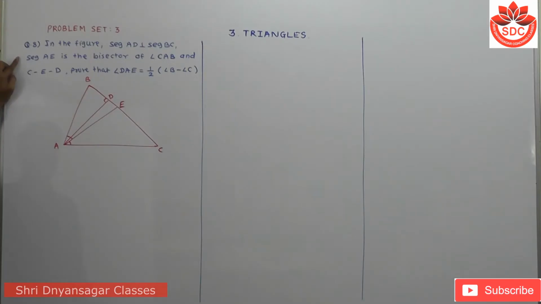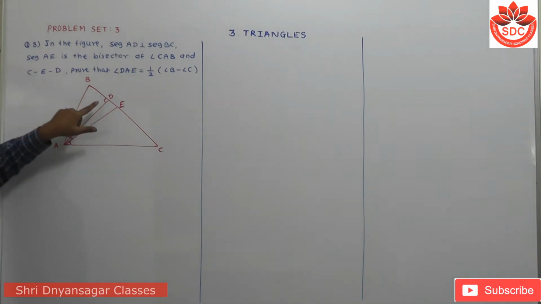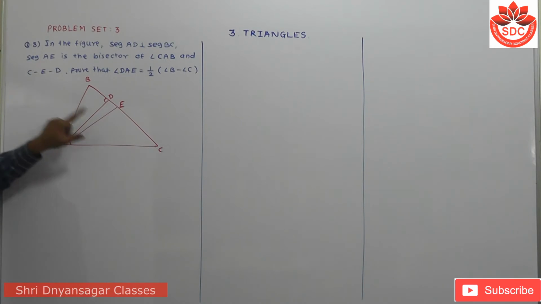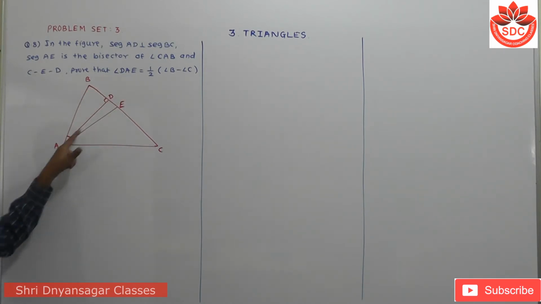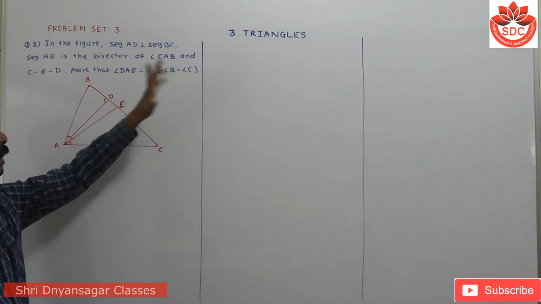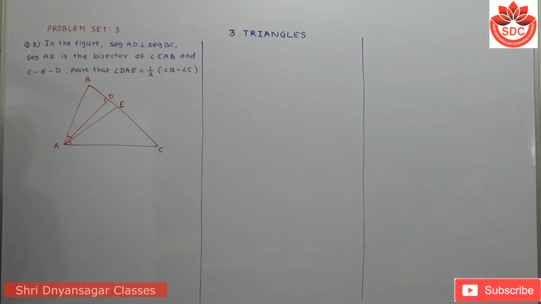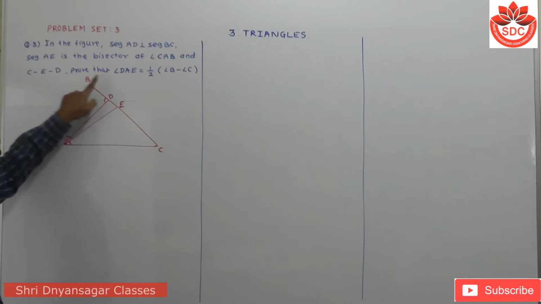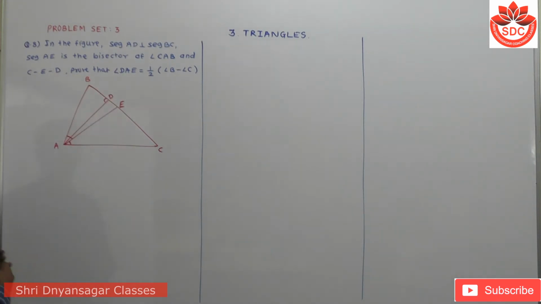Look here, in triangle ABC, segment AD is perpendicular on BC. AE is the bisector of angle CAB and meets BC at E. Prove that angle DAE is equal to half of angle B minus angle C. Now for this student, you have to write the given at home and this to prove also at home. Then I have to take only its proof here. So prove.